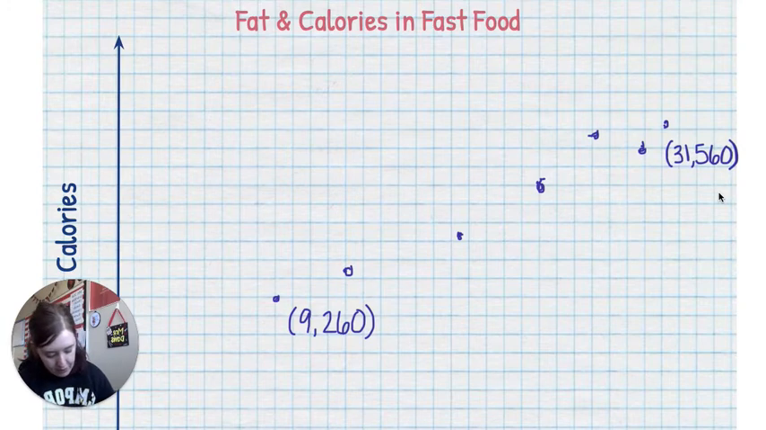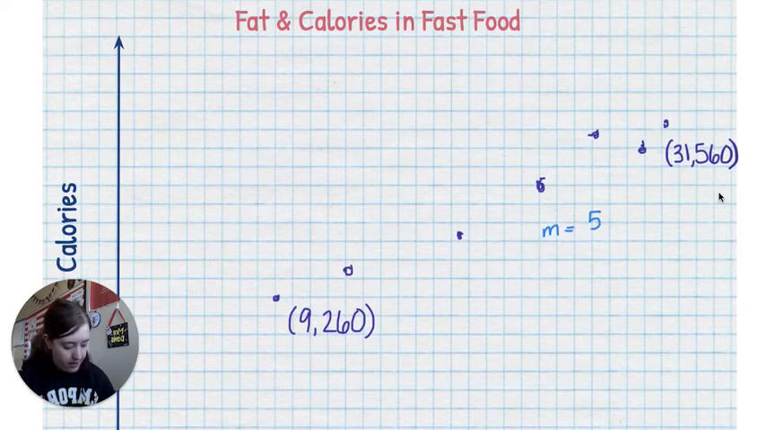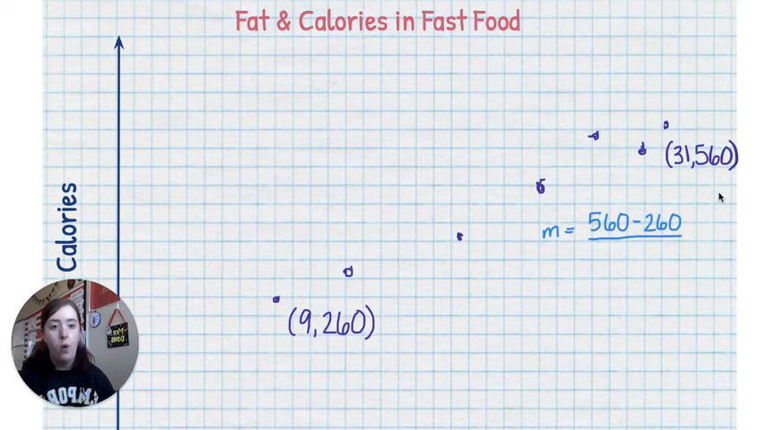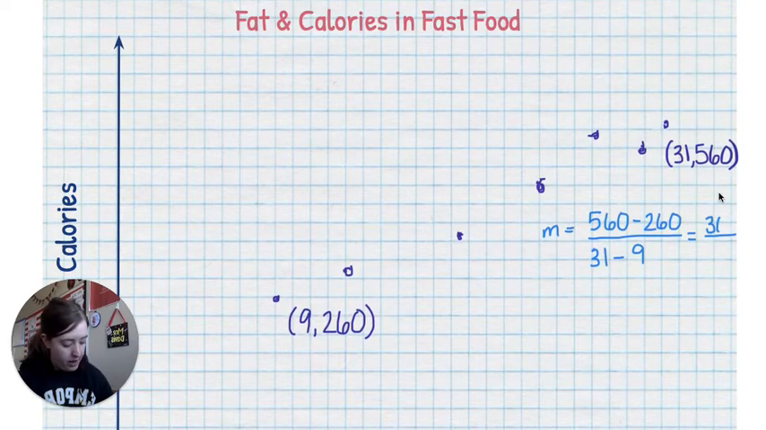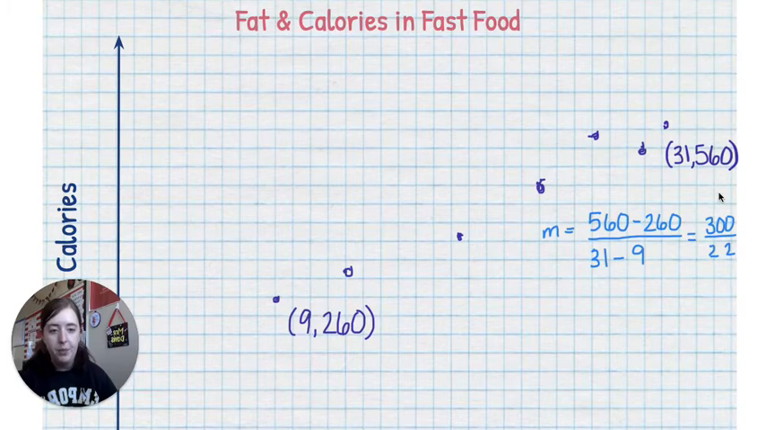There are a few things we need to do first. We need to find our slope. We find the slope by taking our y values and subtracting them, 560 minus 260, over our x values subtracted, 31 minus 9. So 560 minus 260 is 300, and 31 minus 9 is 22.